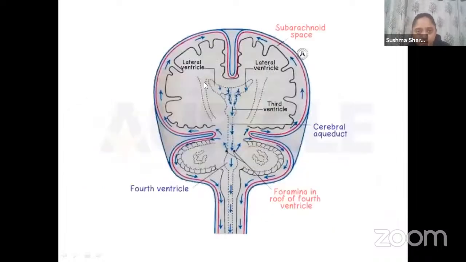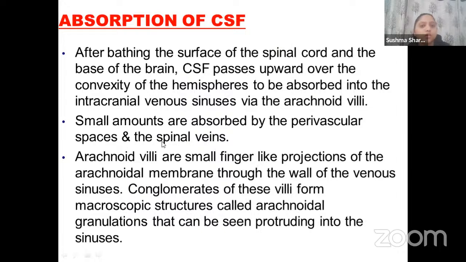Another image. From the lateral ventricle, it's going into the third ventricle. Then, what is this? Aqueduct of Sylvius, connecting the third and the fourth ventricle. From here, it is going into the arachnoid space. This is the subarachnoid space. What do we have in the subarachnoid space? Cisterns and granulations, subarachnoid granulations. Fine. Absorption of the CSF.